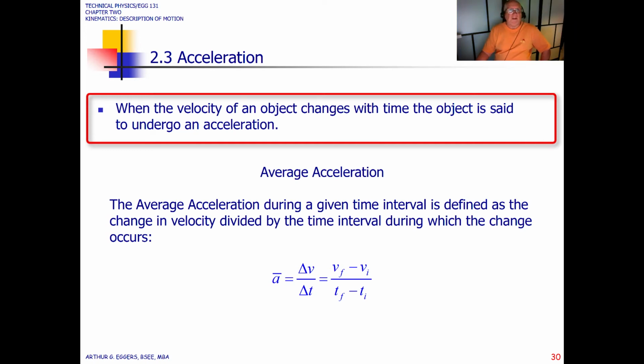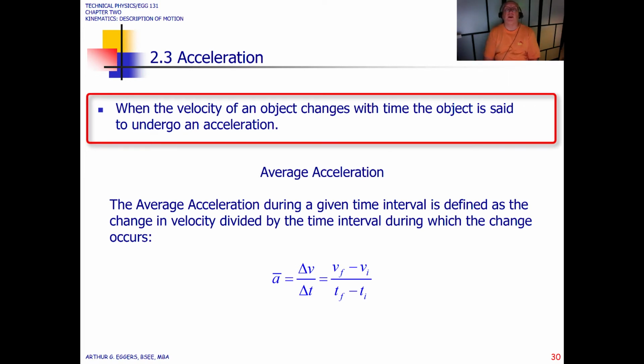Now we move on to the next building block. We've gone through displacement, distance, velocity, and speed. Now we're going to look at acceleration. How do we build acceleration from what we've seen of the other building blocks? When the velocity of an object changes with time, the object is said to undergo an acceleration.